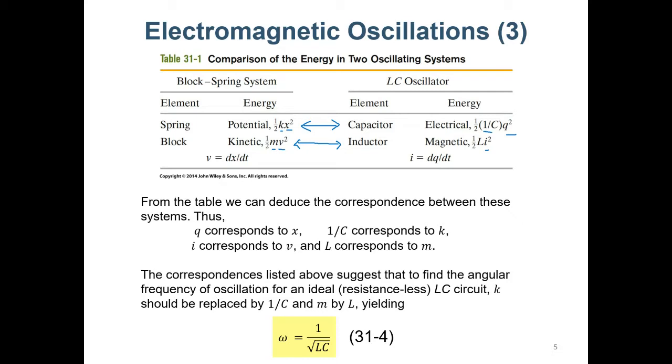And actually the natural frequency of the LC circuit is nothing but omega equals 1 over square root of LC, or if you use the frequency, it will be 1 over 2 pi square root LC. So omega is the angular frequency, f is the frequency.